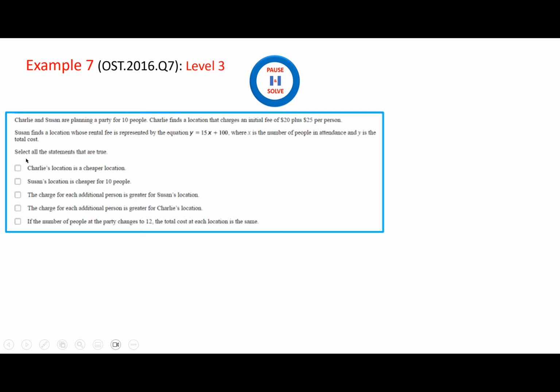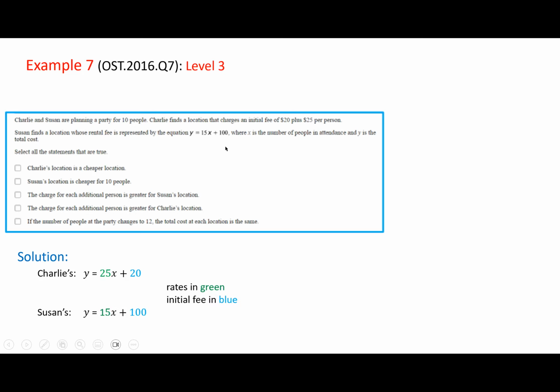Now, when they say select all, normally it means more than one good answer. So again, they're talking about which location is cheaper, and so on and so forth. So let's put the information first. Charlie's is a $20 initial fee plus $25 per person. Susan's is given. Now, green here is the rate. This is the initial fee, okay?